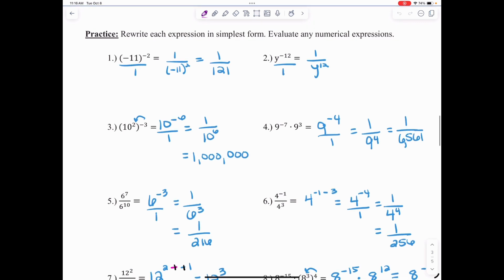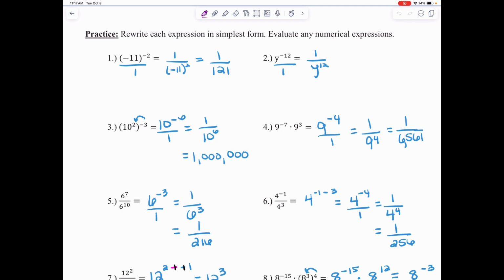In number 1, -11 written over 1 means I'm going to take it and flip it and change my exponent from a -2 to a +2. Make sure when you type this in the calculator, you include the parentheses around the -11 since it's a negative base, and you get 1 over 121. In number 2, y to the -12 becomes 1 over y to the +12. Reciprocal, you flipped it.